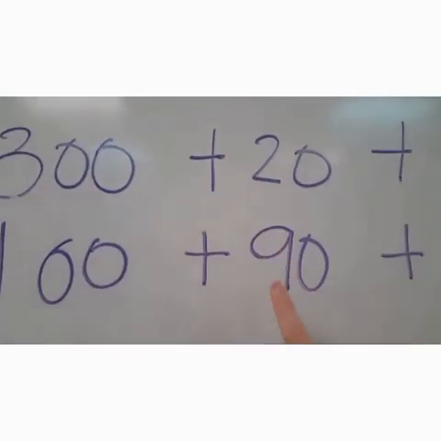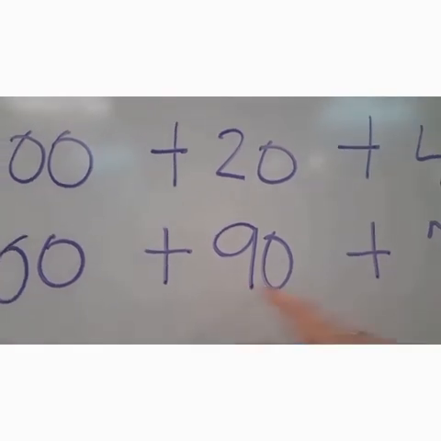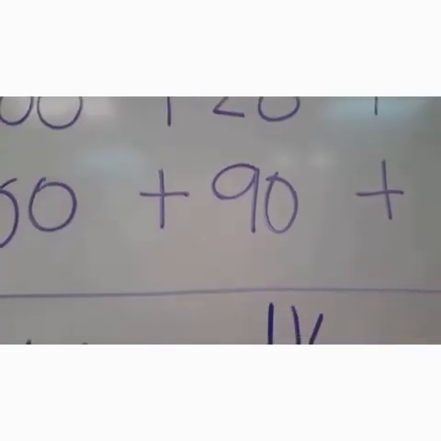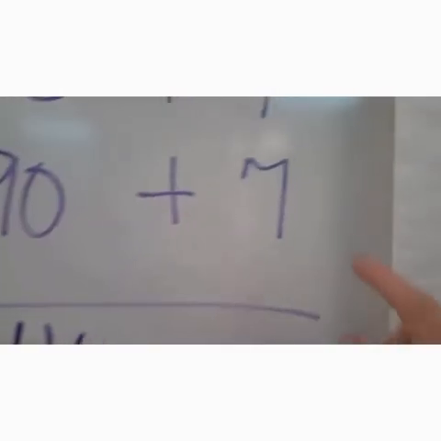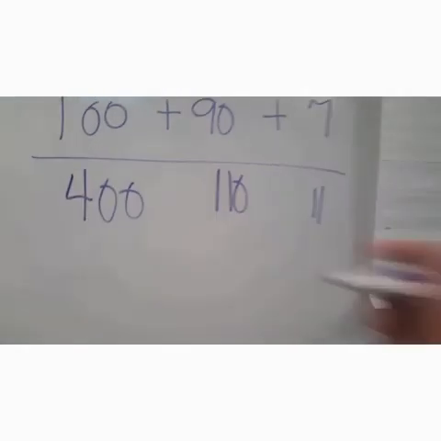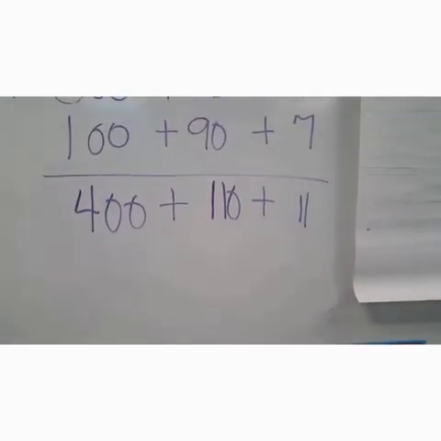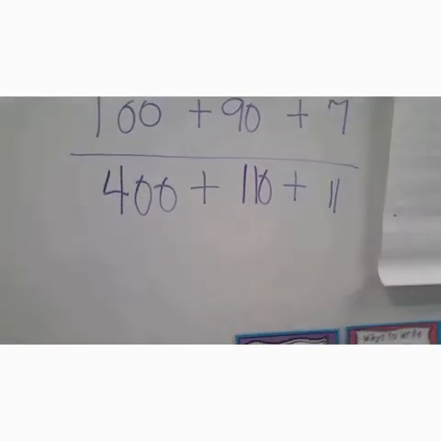90 plus 20, well think about it. 90 plus 10 is 100. Plus 10 more is 110. 7 plus 4 equals 11. So now I have these three numbers. So the answer is written in expanded form. So all I have to do is take those three numbers.